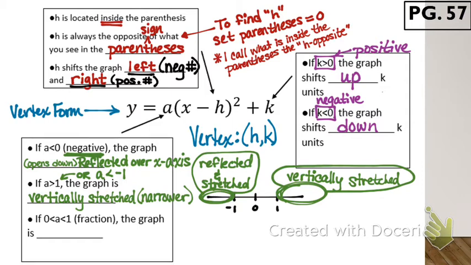If A is in between -1 and +1, I don't like the way this is written here. If A is in between -1 and +1 is what we're going to replace that with. So if it's a fraction or a decimal, that is going to vertically compress my graph. What does the word compress mean? It's wider. Yes, absolutely, Tito. It's going to squish it, smash it this way. It's going to make it appear wider.